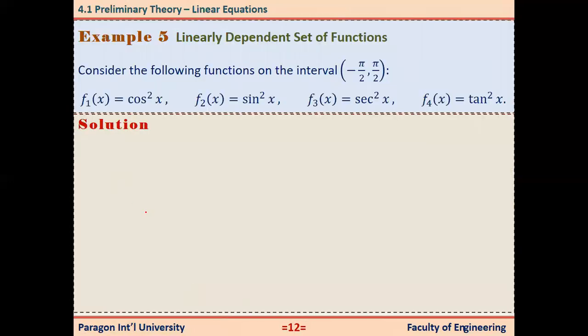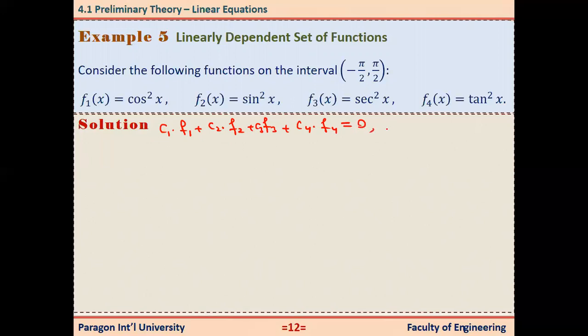Example 5, linearly dependent set of functions. Let's consider this example on the interval minus pi over 2 to pi over 2: cosine squared of x, sine squared of x, secant squared of x, and tangent squared of x. Are they linearly dependent or independent? Is it possible that the linear combination C1 F1 plus C2 F2 plus C3 F3 plus C4 F4 is equal to 0?